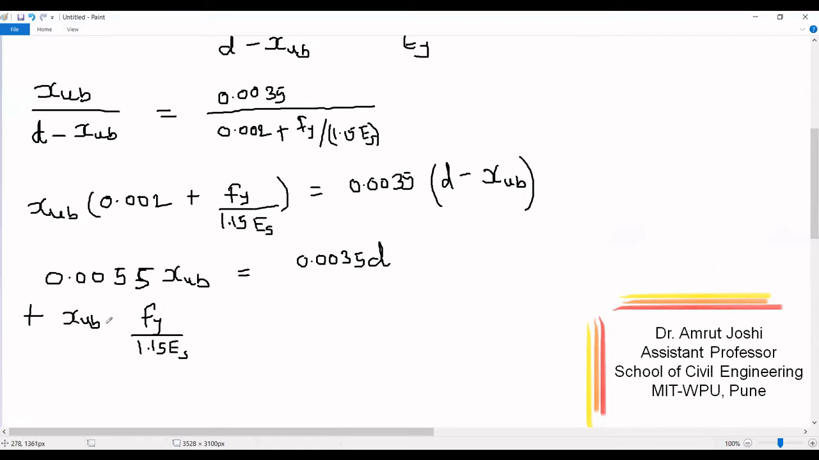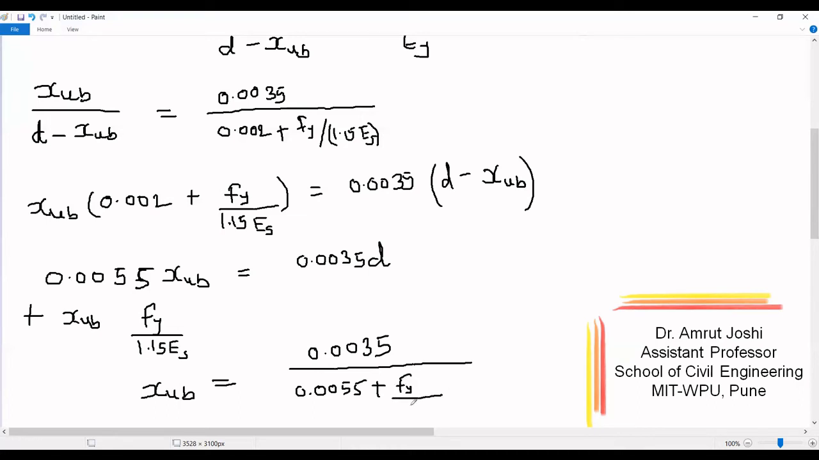Once I take xub common from here, what I get is xub is equal to 0.0035 divided by 0.0055 plus Fy upon 1.15 times Es. This whole thing multiplied by d.